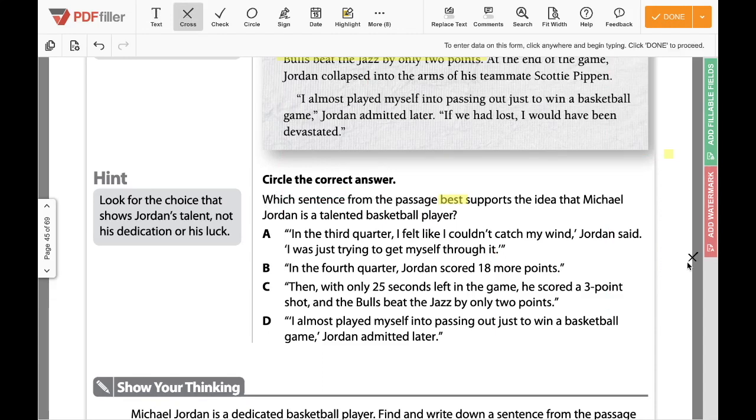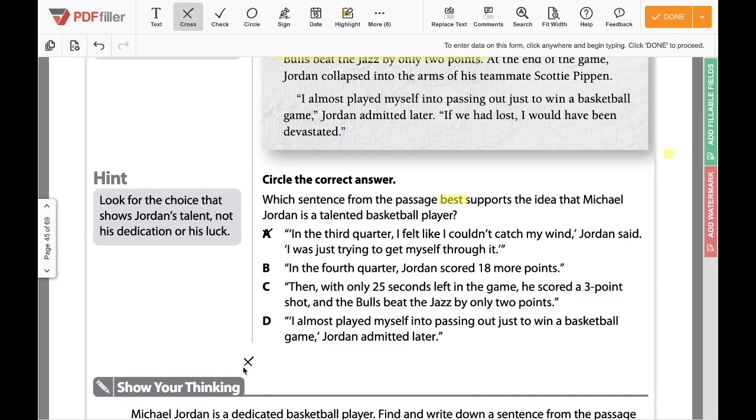In the third quarter, I felt like I couldn't catch my wind, Jordan said. I was just trying to get myself through it. Well, that just shows his dedication. So we know A is not it. In the fourth quarter, Jordan scored 18 more points. Well, that's one of our sentences that we underlined, right? So it could possibly be this one. But we will keep reading, just to make sure we're finding the best answer. That is the most important thing. So in the fourth quarter, Jordan scored 18 more points. We're leaving that as an option.